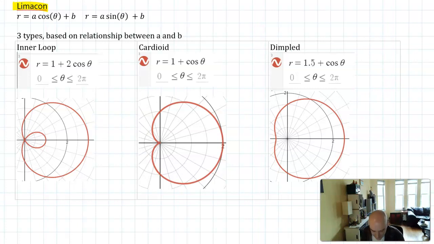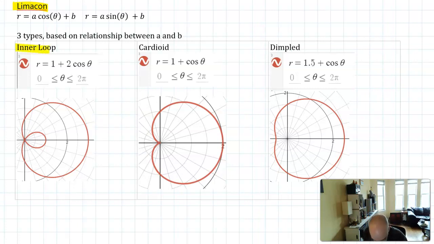And there's actually, depending on the relationships between A and B, 3 different shapes of Limacon that you might see. Each have their own terms. And again, I don't need you to memorize necessarily the relationships, but it's nice to know the terms, and it's nice to know what you're expecting. So here are the 3 types of Limacon.